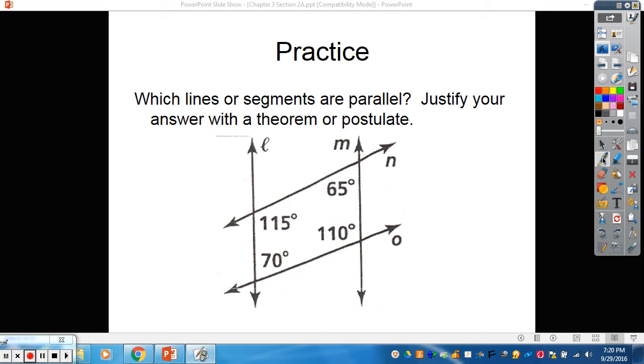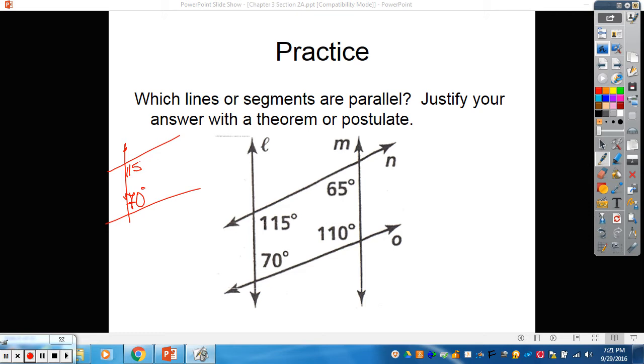So what I would do is just pick 2 angles. And so I'm going to pick the 70 and 115. It really doesn't matter where you start. But if I pick the 70 and 115, the angles look like this. 115 degrees, 70 degrees. Okay. Those 2 angles have a sum of 185 degrees. Now let's talk about what type of angles they are. They're same side interior.